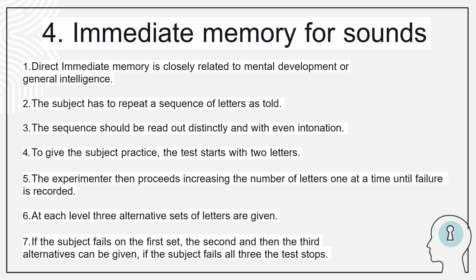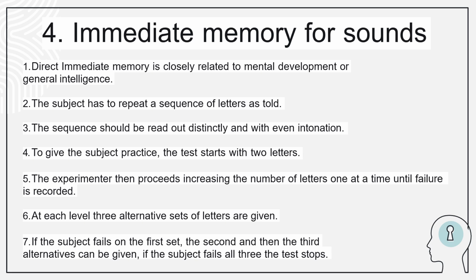At each level, 3 alternative sets of letters are given. If the test subject fails on the first set, the second and then the third alternatives can be given. If the subject fails all three, the test stops. So here we have, for immediate memory test, sounds forward. So b, ch, l, t, l, p, ch, r, ch, s, k.